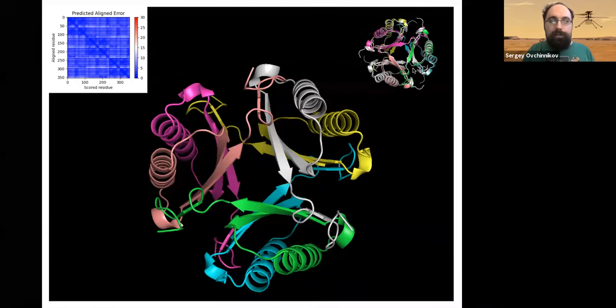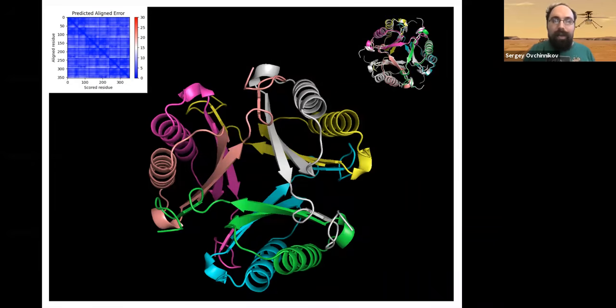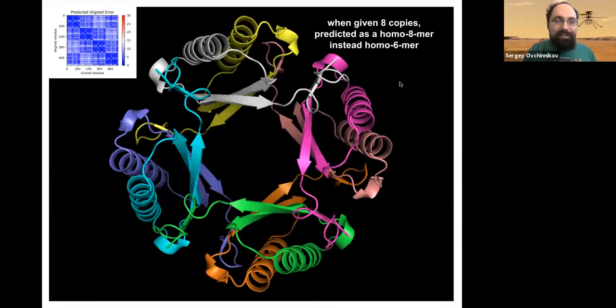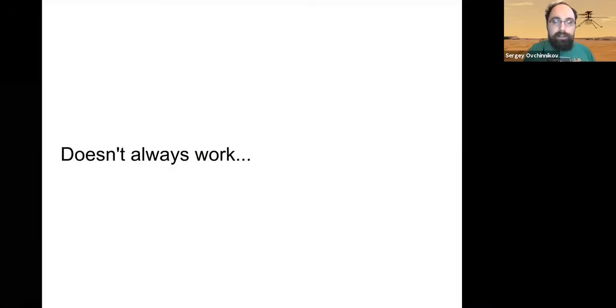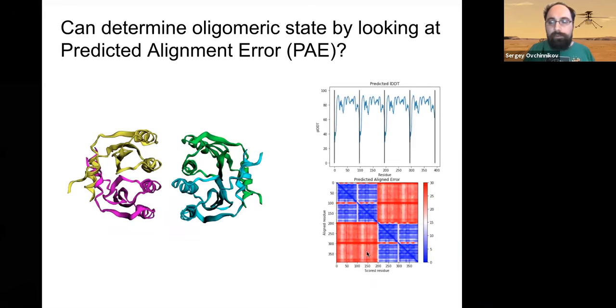But the thing that was kind of interesting, and this is a little bit depressing, is if you tell it to predict a homo 8-mer, it still predicts a homo 8-mer, and it still thinks that it interacts. So just a word of caution: if you give it too many examples, sometimes it goes wrong. In this case, I gave it too many examples and it says, okay, these two are separate from these two, these guys interact, and these two do not interact with each other.